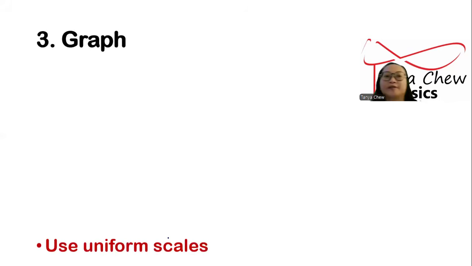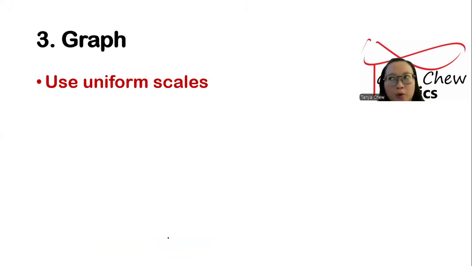Now, the third one is about your graph, the scale. Most of the students face difficulties in determining the scales. It is hard to give you the specific scale because sometimes the graph can start from the origin, and sometimes you need not start at the origin. And then for the scales, you have to make sure the gap between all the scales are uniform.